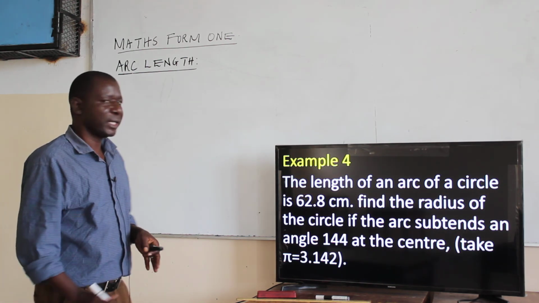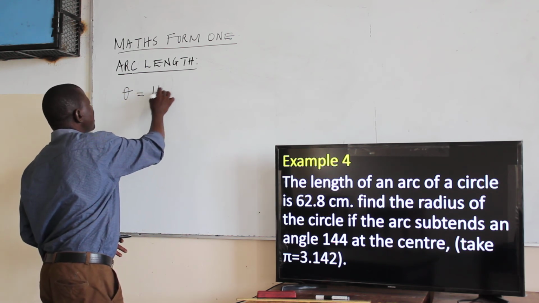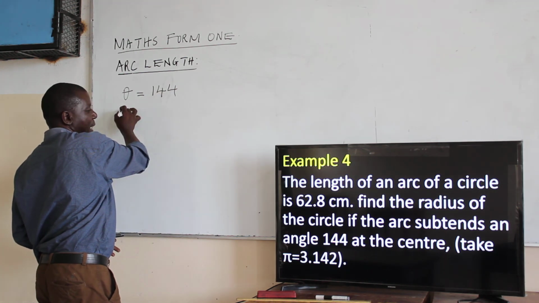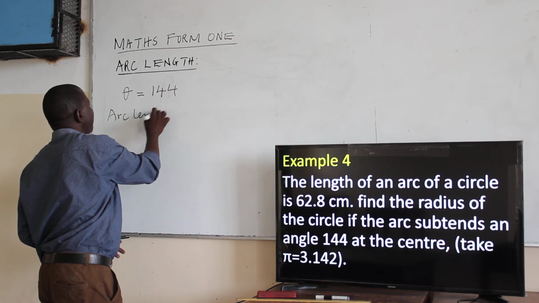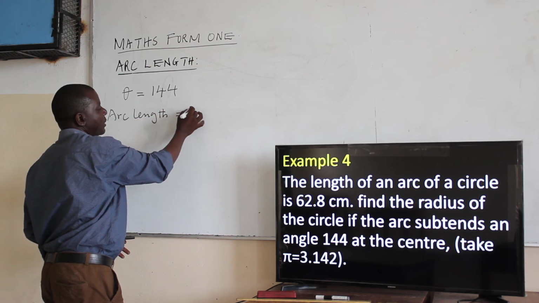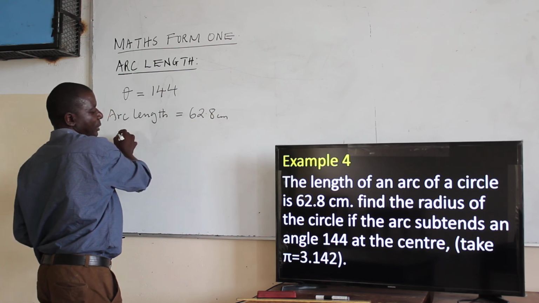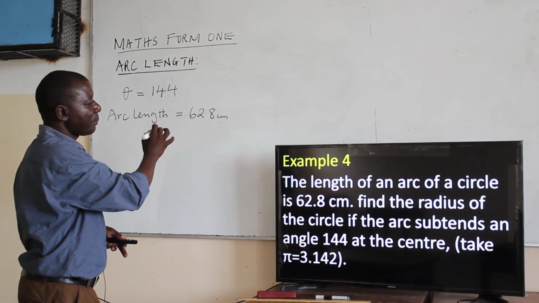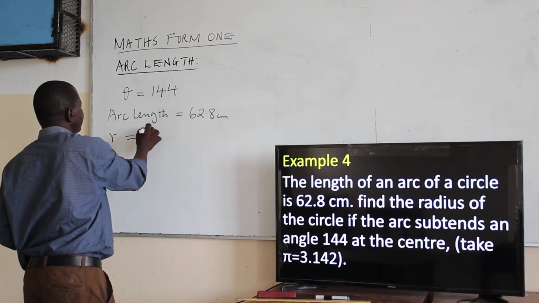The angle theta is 144, and the arc length is 62.8 centimeters, and we are supposed to find the radius. The radius is the one that we don't know.